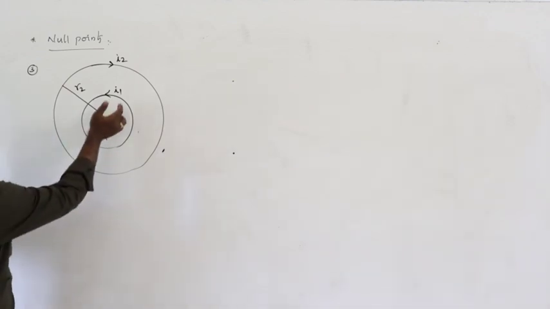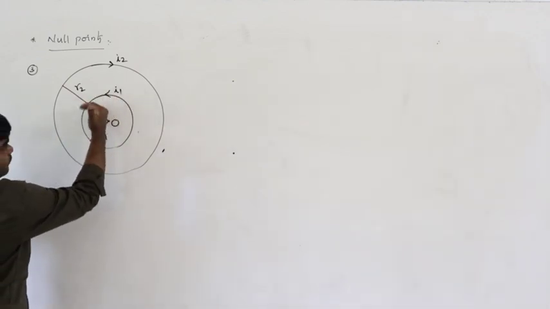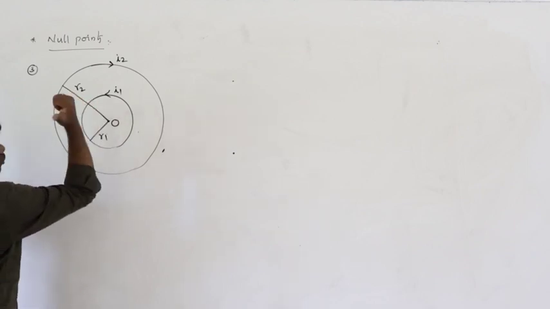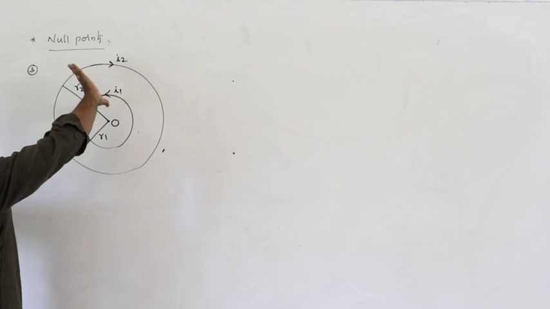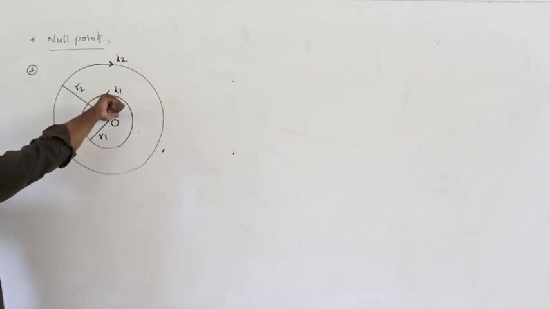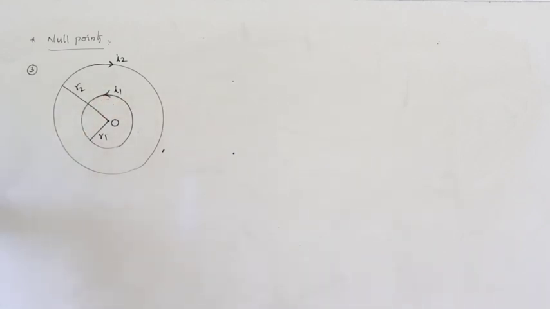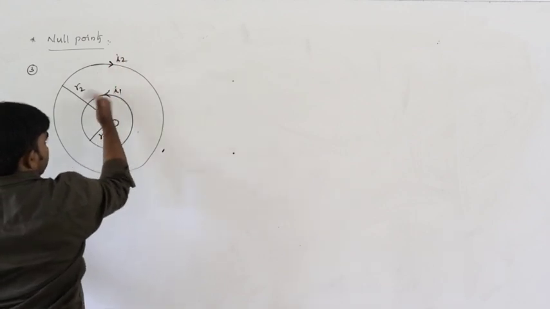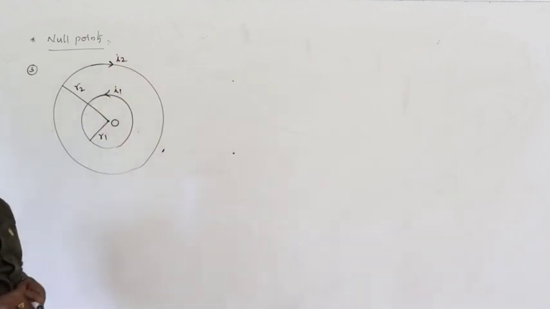For example, this is the direction of the current. Curling of the fingers indicates the direction of the current, and the thumb indicates the direction of the magnetic field, outwards. But due to the outer current, like this is the direction of the current and the thumb indicates the direction of magnetic field. So due to this, both the magnetic fields are in opposite direction. So there is a possibility of null point at the point O. If both the currents are in the same direction, for example if I2 also exists in this direction, the magnetic fields are in the same direction.